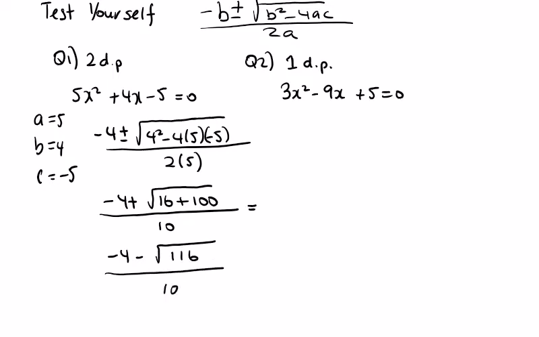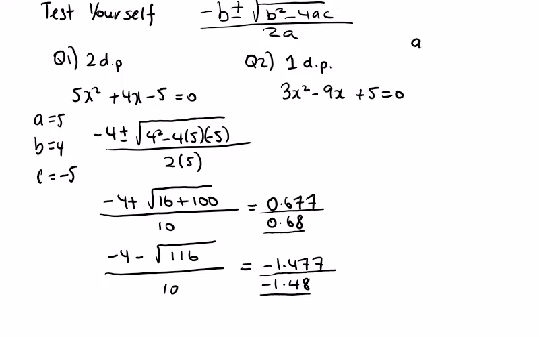So write your answer correct to 2 decimal places. So your solutions: 0.677, which rounds off to 0.68, and minus 1.477, which rounds off to minus 1.48. So the second one, again, let's write our information. A is equal to 3, B is equal to minus 9, and C is equal to 5. I'll do it in a different color.